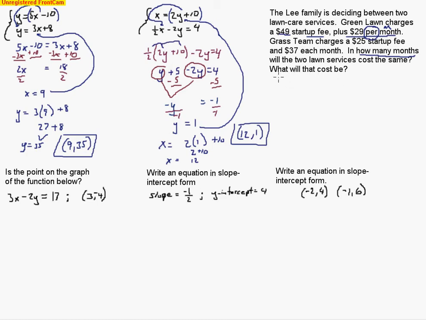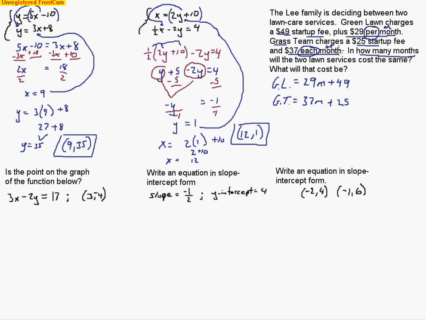So what we have is Green Lawn. They charge $29 every month. So 29 times the number of months plus $49. Grass Team, the other company, charges a $25 setup fee, so it's less, but they end up charging more per month. Whenever you see the word each, it's just like per, meaning how many months. Each month they're going to charge that number, that $37. So 37 times the number of months is going to equal Grass Team's equation.